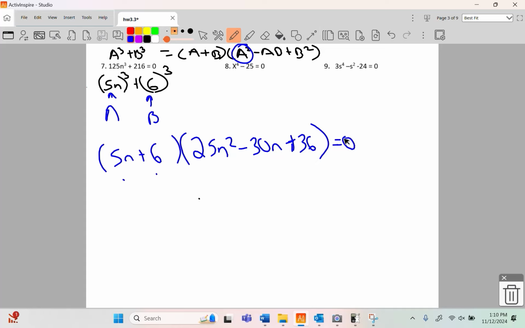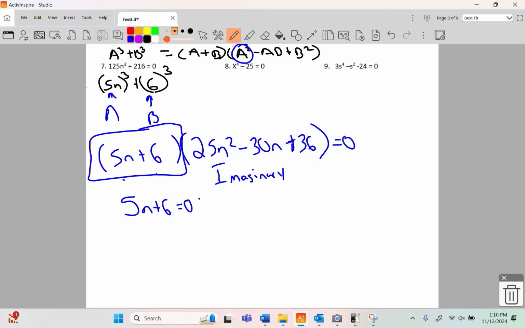What's true about that longer factor? Imaginary. The instruction set doesn't say worry about imaginary. It says worry about what's real. So again, what property do I use in mathematics? Zero product property. 2 steps, you're done. That's the end value. Negative 6 over 5. Cross over, change sign. Divide by 5.